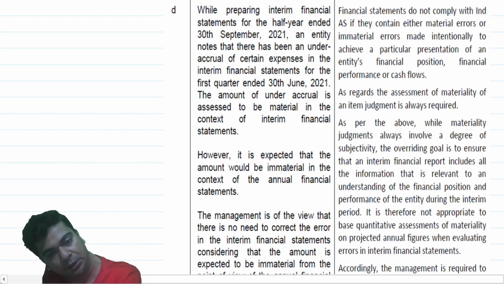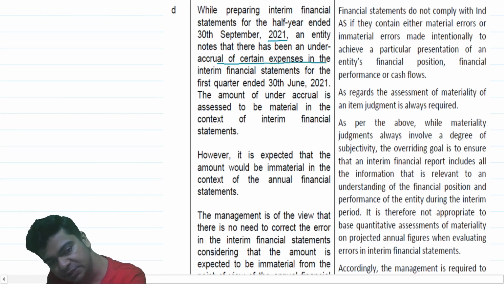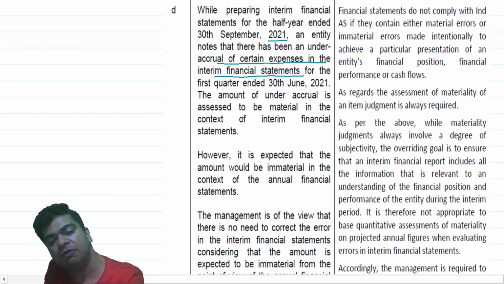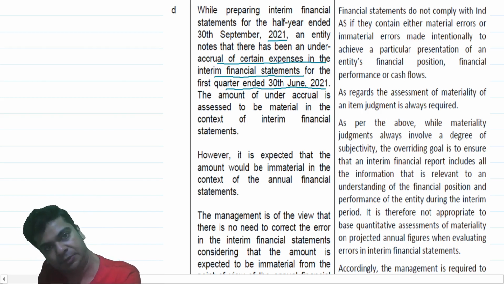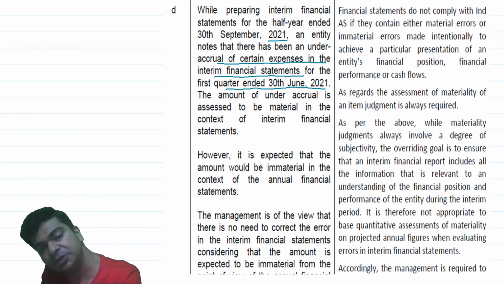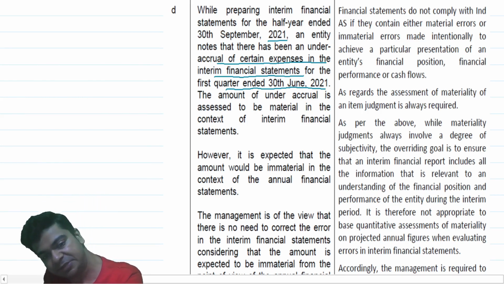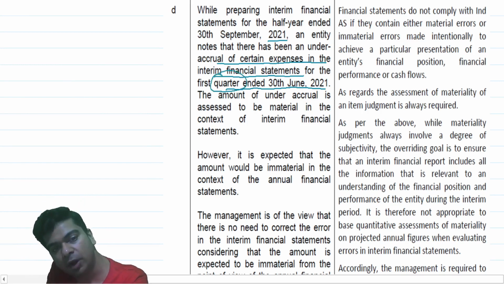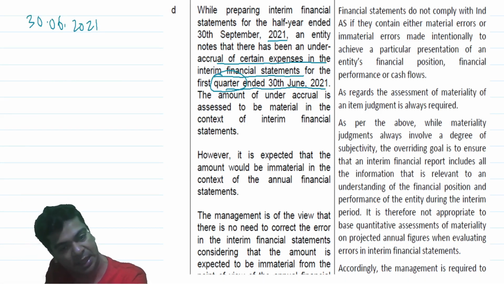While preparing interim financial statements for the half year ended 30th September 2021, an entity notes that there has been an under accrual of certain expenses in the interim financial statements for the first quarter ended 30th June 2021. You are preparing interim financial statements. We know interim financial statements are financial statements prepared for a period shorter than a full accounting year. Here it seems that you are preparing the interim financial statements for a quarter. Your quarter has ended on 30th June 2021. There has been some under accrual of certain expenses. Certain expenses are under accrued. That means they are under reported.